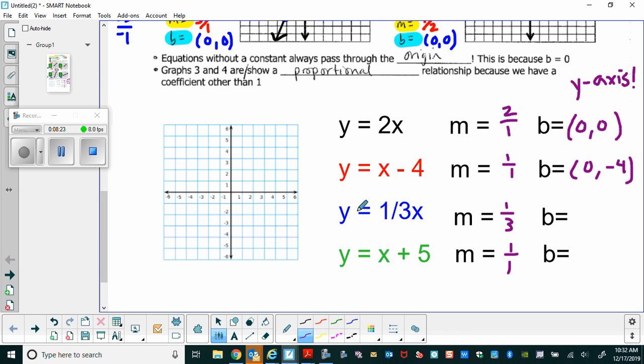All right, now for the blue one, there is no plus or minus number, so this one's going to cross at the origin. And for the green one here, the constant's a 5, so it'll cross.